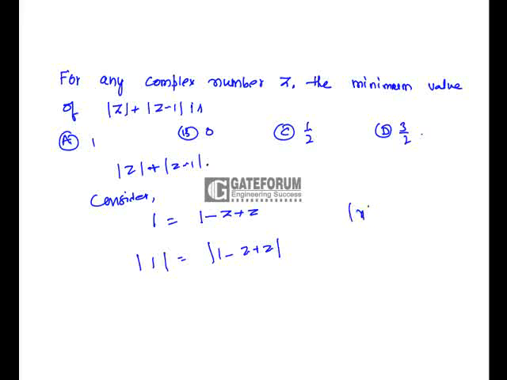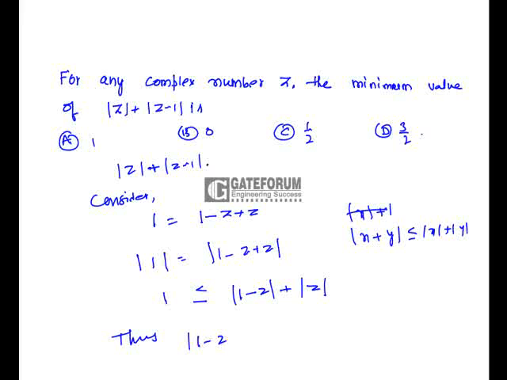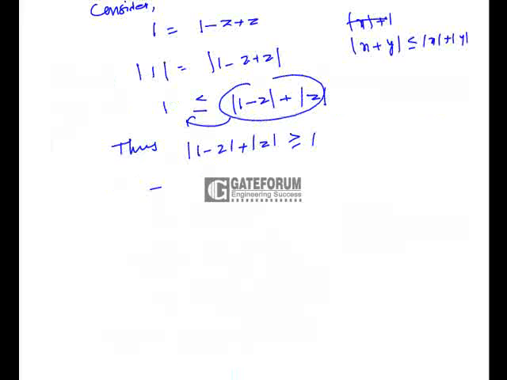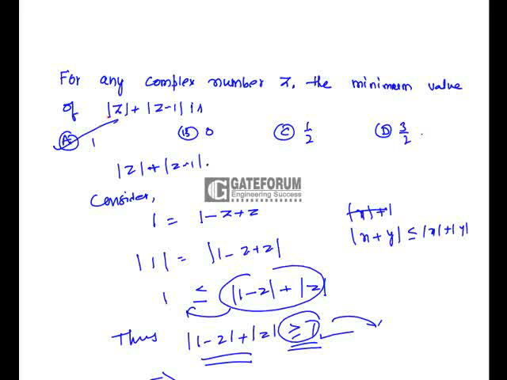Now we know that mod of x plus y will always be less than or equal to mod x plus mod y. So we'll use this property here. So this will be less than or equal to mod of 1 minus z plus mod z. So we can write this as mod of 1 minus z plus mod z will always be greater than or equal to 1. If this expression is greater than or equal to 1, the maximum value can be anything, but the minimum value is 1. So the answer is option E.